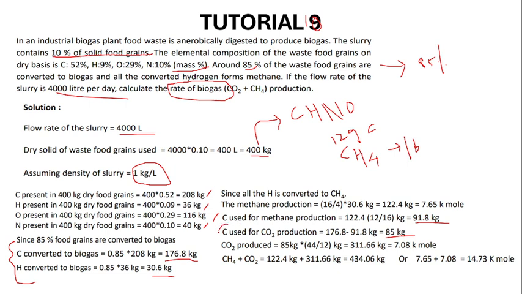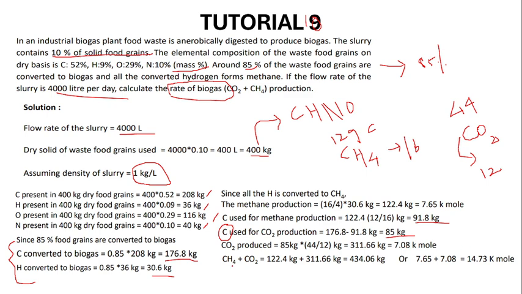With the help of the carbon content, now we can easily find the amount of CO2 produced. Like I said, for the production of 44 grams of CO2, 12 grams of carbon is required. So with the help of 85 kg of carbon, how much carbon dioxide is produced? So 85 into 44 by 12 is equal to 311.66 kg. This is the amount of CO2 produced. Divided by 44, we will obtain 7.08 kilomoles.